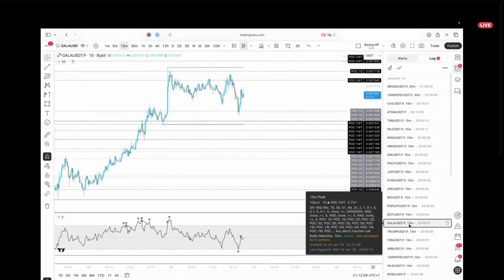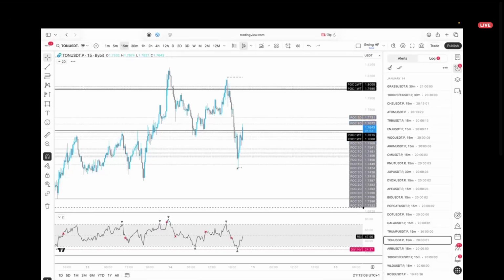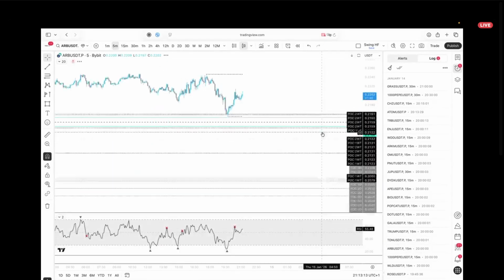Gala pick. Close at the fair value gap. Maybe this one. Oh, this one was good.